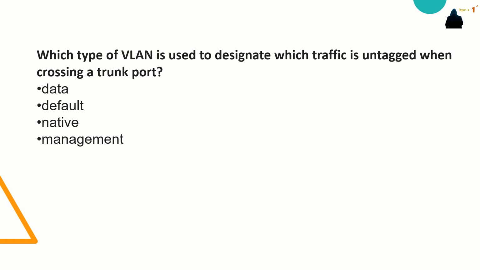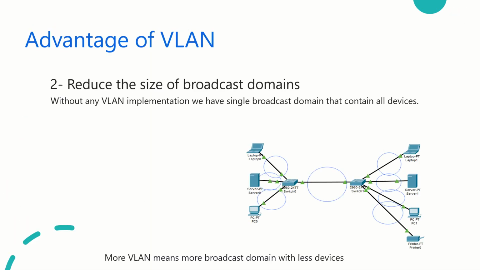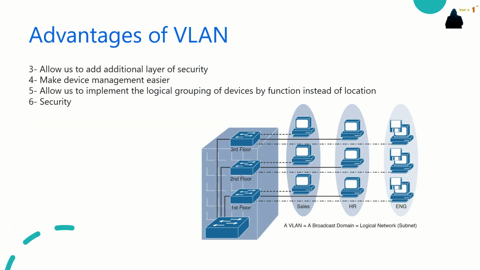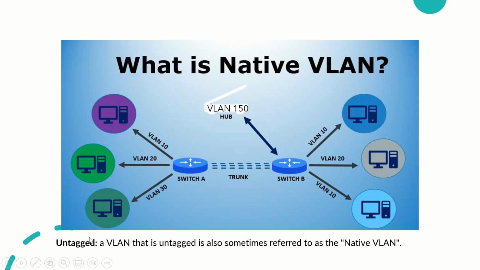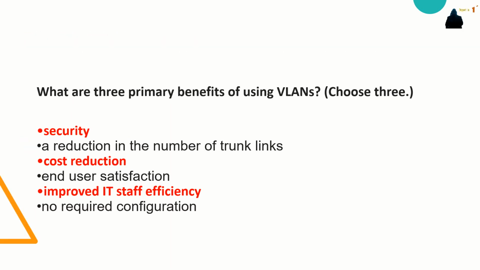And which type of VLAN is used to designate which traffic is untagged when crossing a trunk port? If you remember, if we talk about untagged here, this is native VLAN. Native VLAN helps us to accept some untagged traffic here. And this is native.